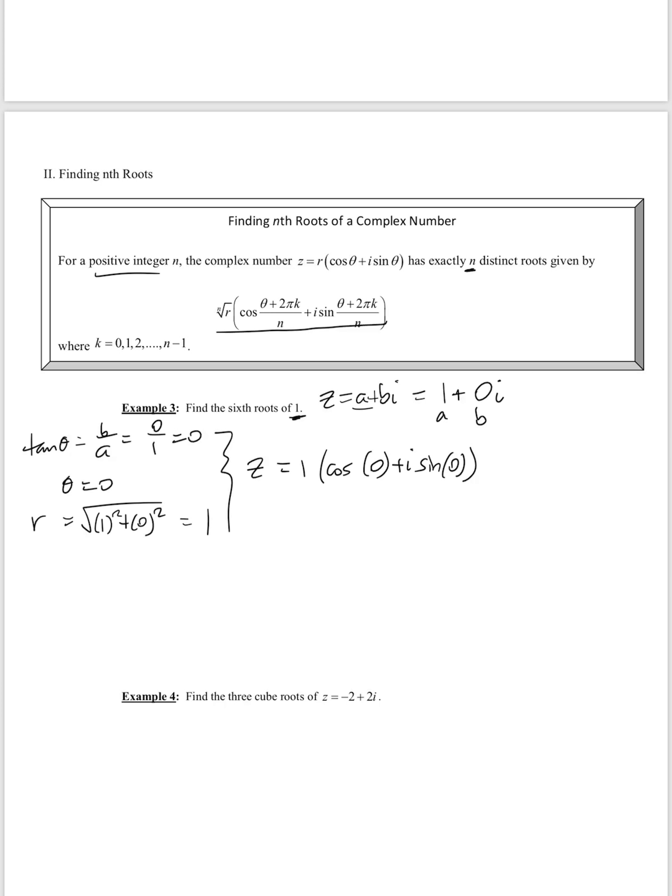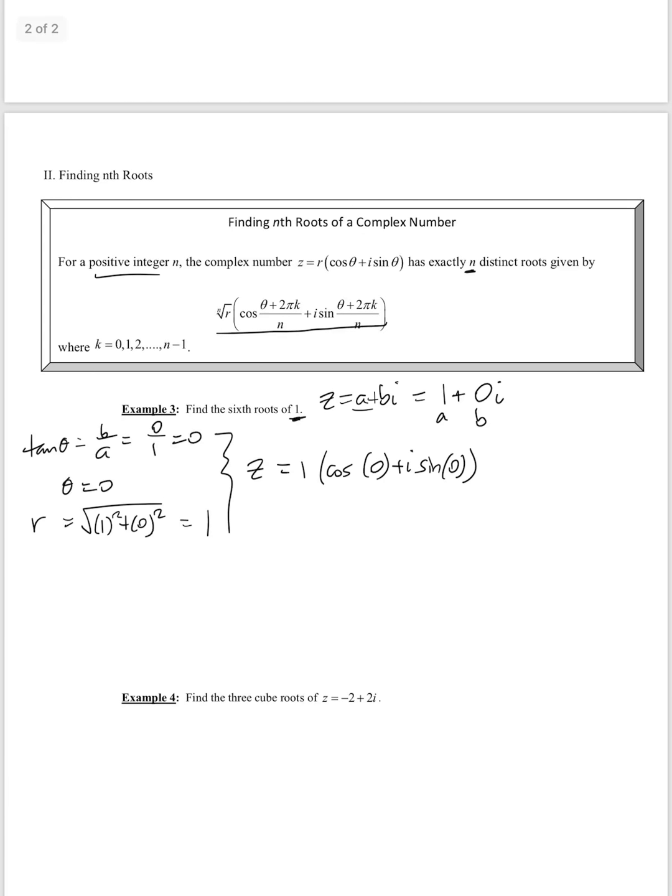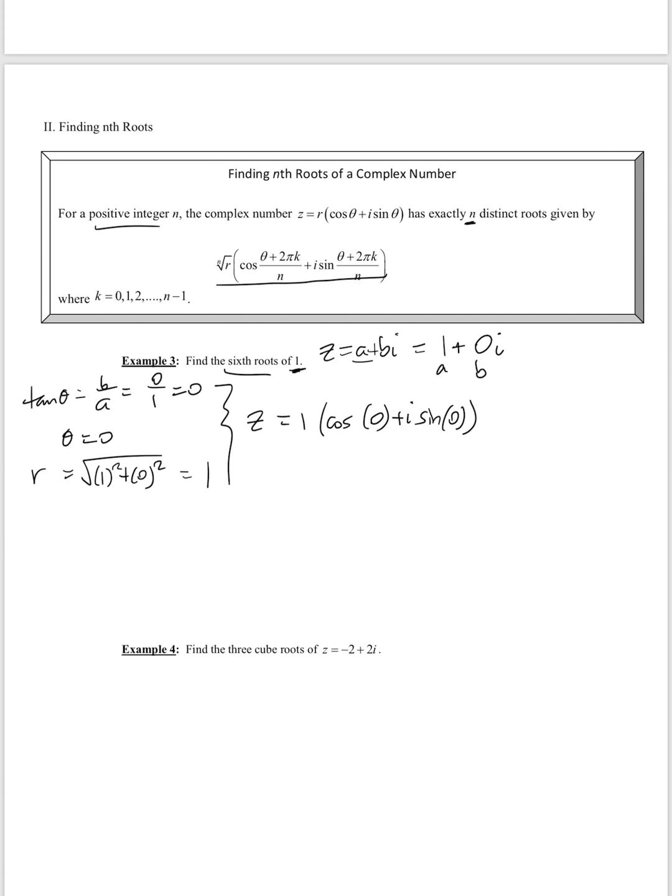And that should make sense. If I try to convert that back, cosine of 0 is 1, sine of 0 is 0, so 1 plus 0 times i is 1, times 1 is 1. So I just rewrote the normal number 1 in this really interesting looking complex way. Now I can use this theorem to raise it to powers to take the sixth roots of it, and we're going to use this formula now to find the sixth roots.